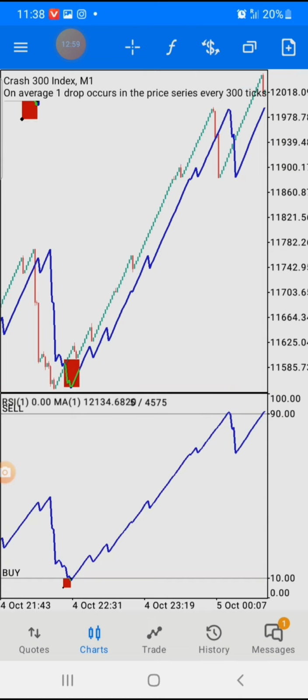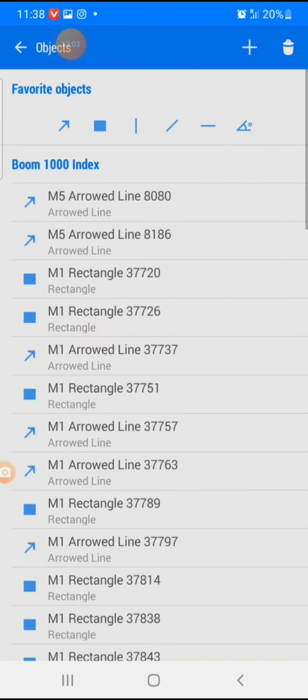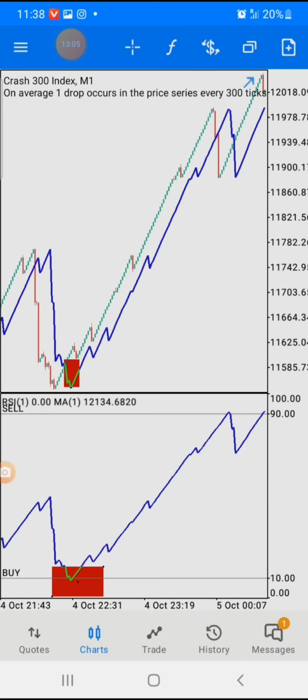Okay, here again we have another example. Then the market went up. So we have a lot of these examples.